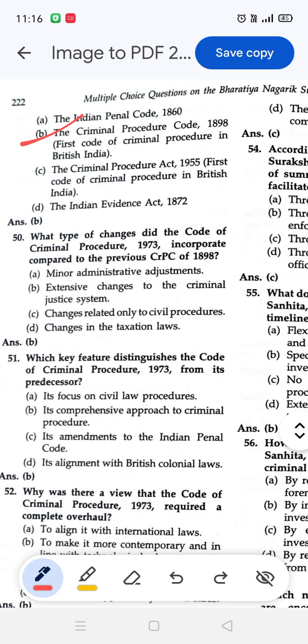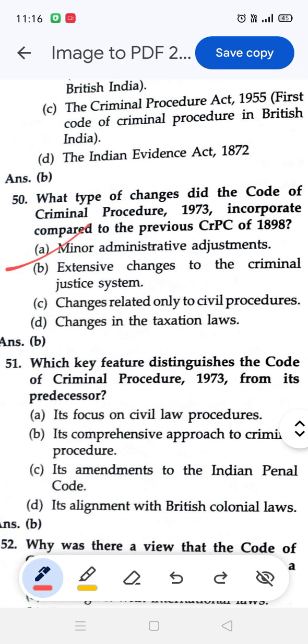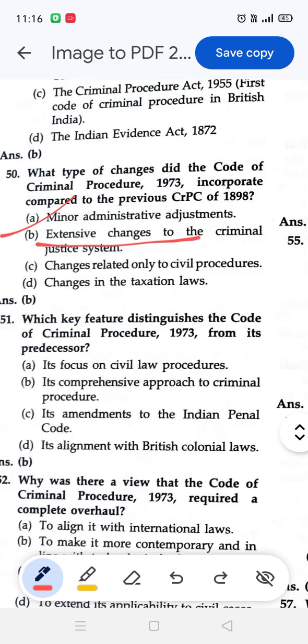Question number 50. What type of changes did the Code of Criminal Procedure 1973 incorporate compared to the provisions of CrPC of 1898? So option B is correct, extensive changes to the criminal judicial system.